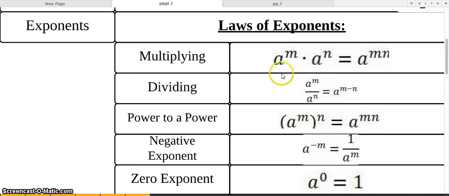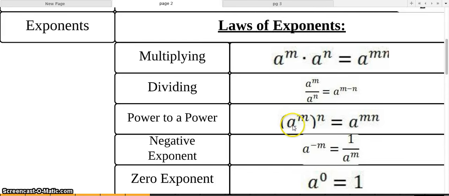Multiplying, if you notice the bases are the same, you're going to add the exponents. If you're dividing and the bases are the same, you are going to subtract exponents. Again, we are going to spend a whole day reviewing this, so no worries if you can't remember it now. Just get the notes down.